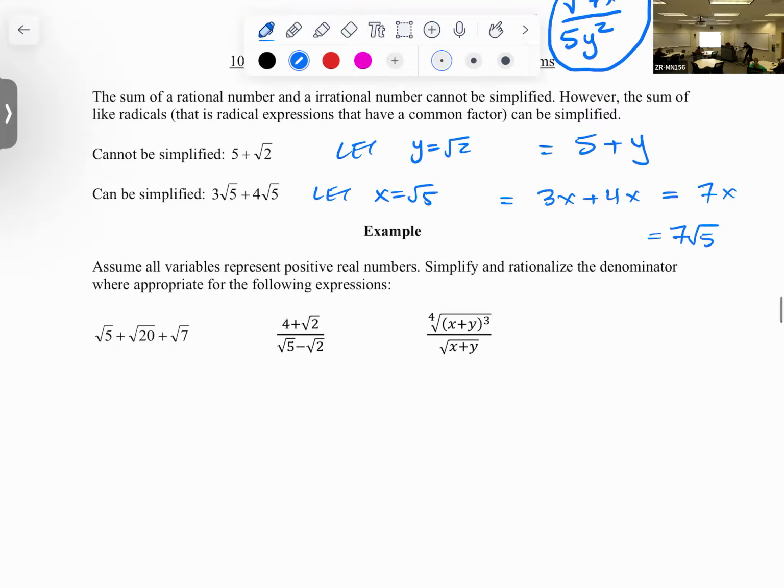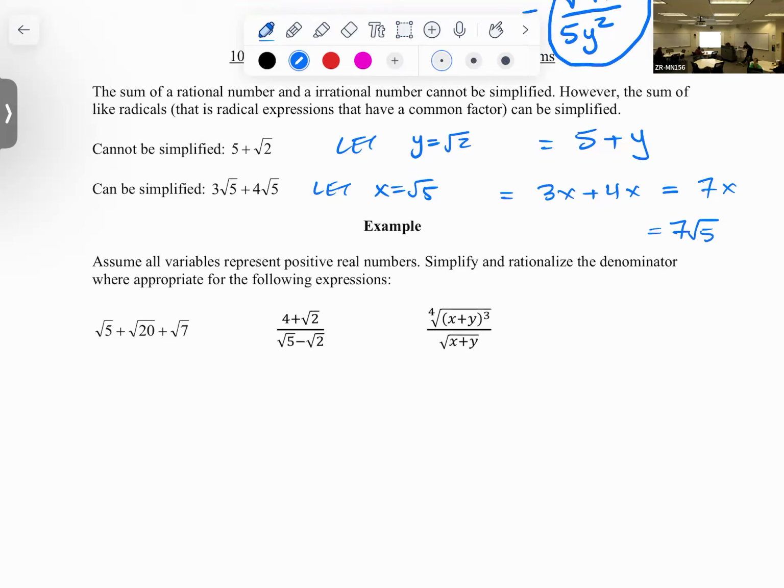So let's look at some examples. Notice our directions: all variables represent positive real numbers, rationalize denominator where appropriate. Those are the two standard directions for all problems with radicals. So root 5 plus root 20 plus root 7. Initially, it looks like I cannot combine those. Those are all different radicals, so I possibly might not be able to combine them. But with radicals, the idea is to see if you can simplify the underneath of the radical, then combine them on the outside.